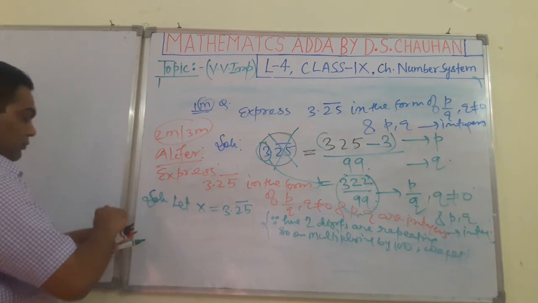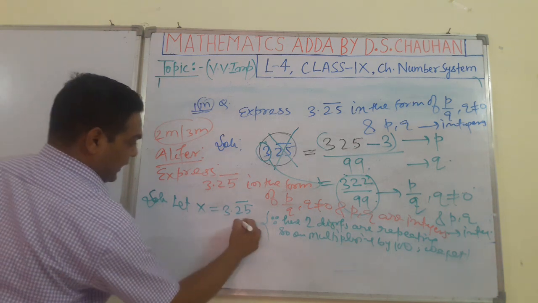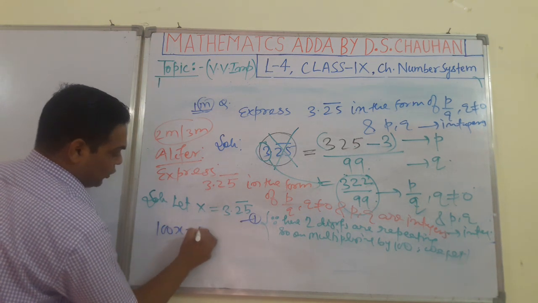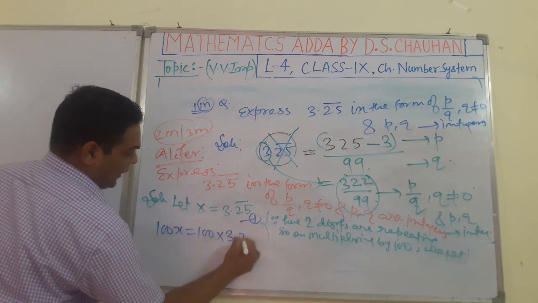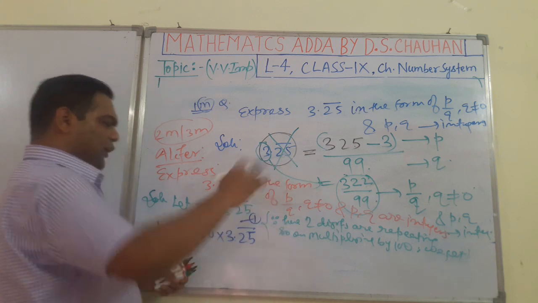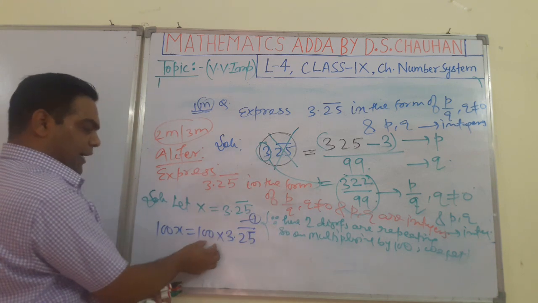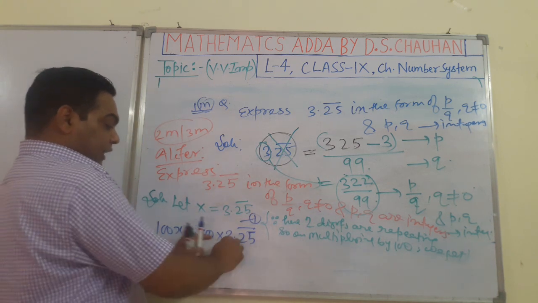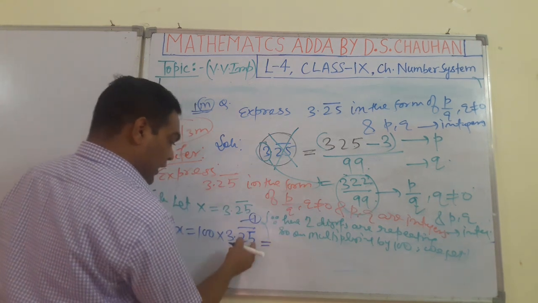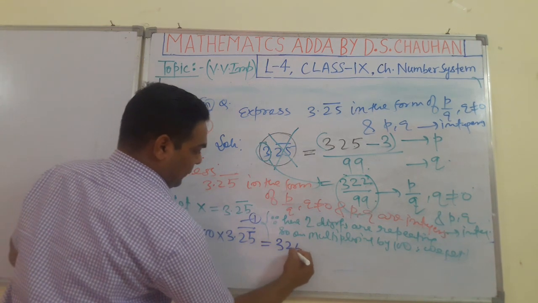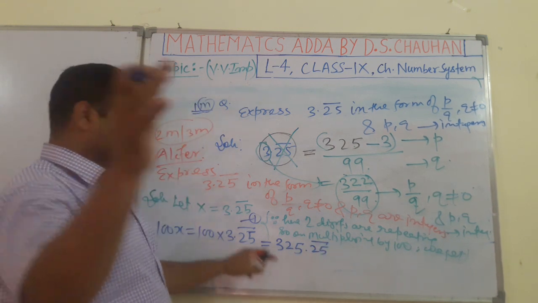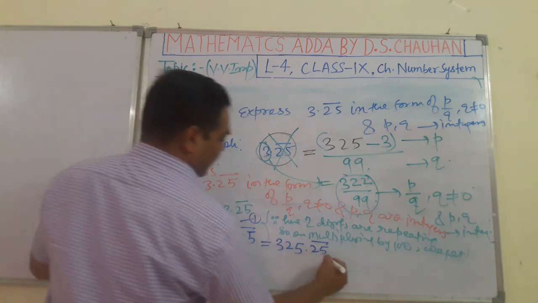Let it be equation 1, and on multiplying by 100 we will get 100x equal to 100 into 3.25 bar. Now students, no need to expand it, directly you can write. As you multiply this number by 100, the decimal will shift 2 digits right. So you will get 325.25 bar. I hope you are understanding it now. Let it be equation 2.